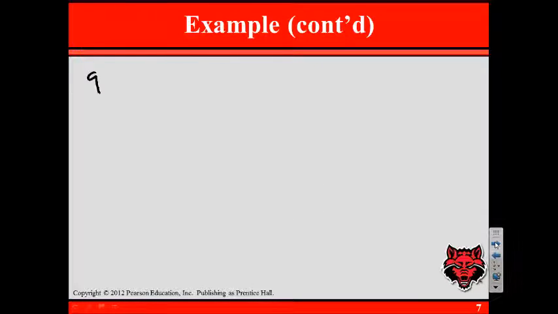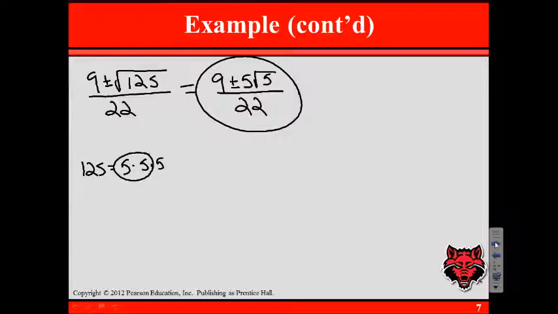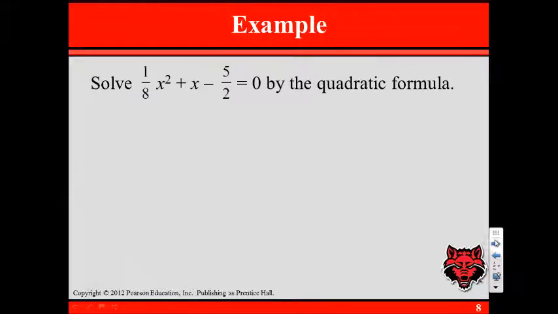Remember, in the last step, we had 9 plus or minus the square root of 125 all over 22. To simplify a square root, we first find the prime factorization of the number underneath. 125 is 5 times 25, which is 5 times 5. When we want to simplify a square root, we're looking for two identical factors. When we have two 5s, we can circle to form one group with one 5 left over. So this will become 9 plus or minus 5 square root 5, all divided by 22. And remember, we use the plus sign and the plus or minus sign for the first solution, the minus sign for the second solution. Let's try another example.